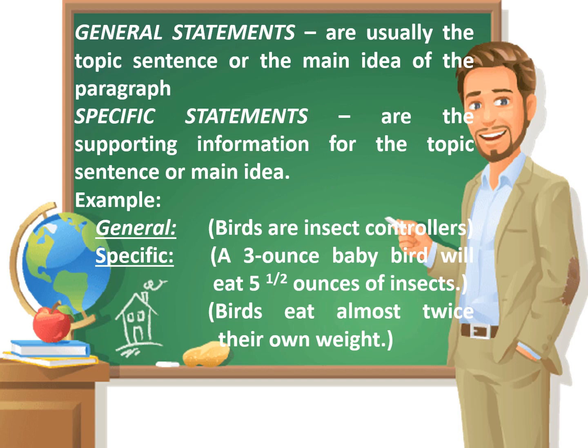General statements are usually the topic sentence or the main idea of the paragraph. Specific statements are the supporting information for the topic sentence or main idea. Example, for a general statement: birds are insect controllers. For specific statements: a 3-ounce baby bird will eat 5.5 ounces of insects. In a second situation, birds eat almost twice their own weight.